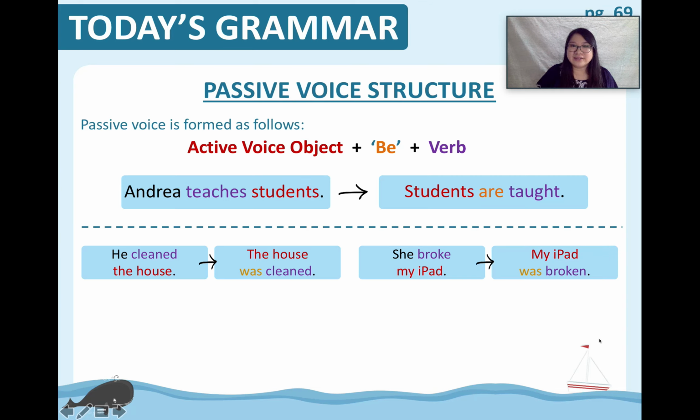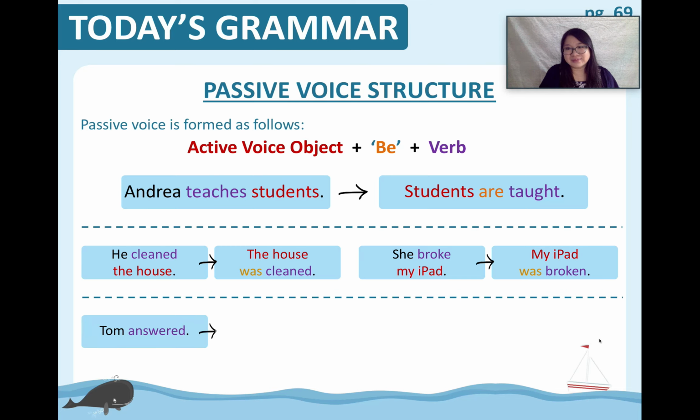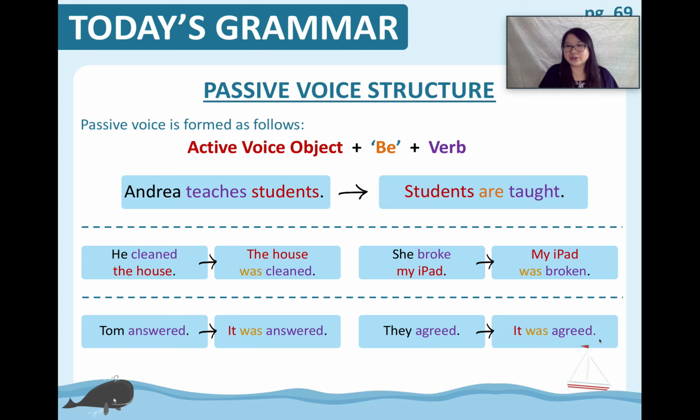was broken by her. And when we use this sentence, by Andrea, by him, by her, this is usually an optional part of the sentence. Tom answered, it was answered. They agreed, it was agreed. So here when the object is not clear, Tom answered who? We don't know. We can just put the word it. It is a good word to describe anything.